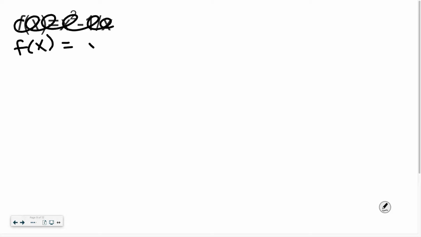f of x equals x to the 2/3. And we're going to look at increasing and decreasing and concave up, concave down. Okay. Now, let's talk about increasing, decreasing. So this is what we did yesterday and the day before. What is our first derivative?